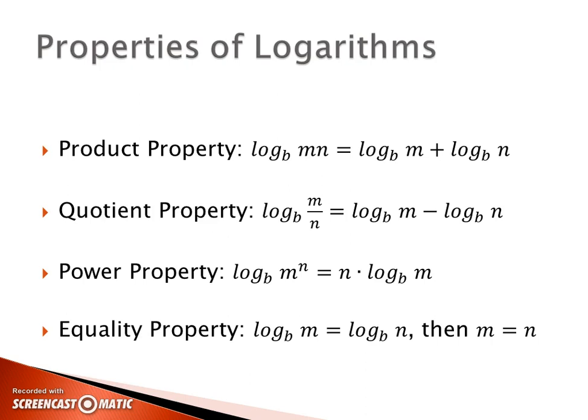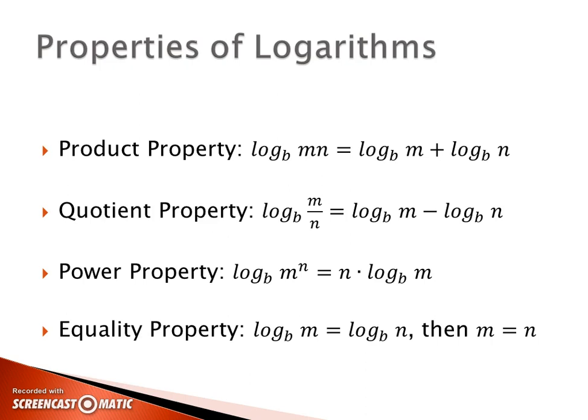The product property: the idea here is that log base b of m times n is actually equal to log base b of m plus log base b of n. Okay, so we can add two logs together. When we do that, the answer is multiply instead of adding.